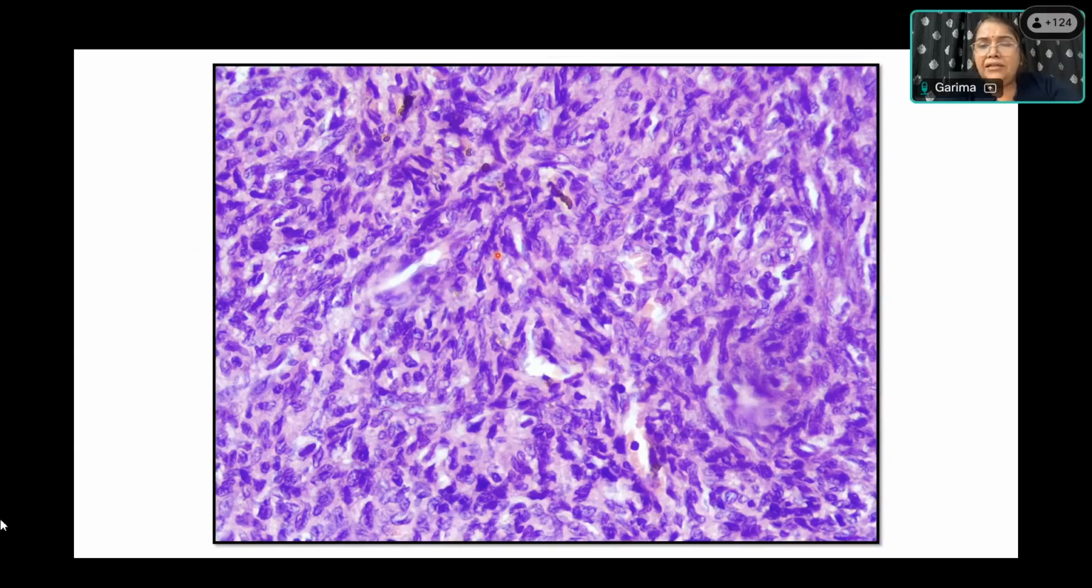Dr. Nahida, Pranjal, Srishti, Shweta, anybody can answer this. It looks benign, ma'am. It looks very good, because there aren't any mitotic figures, there isn't much necrosis.